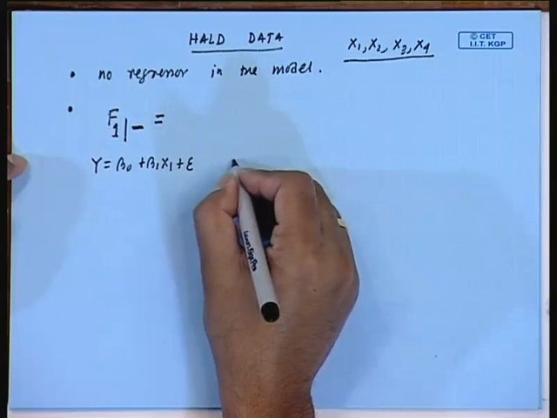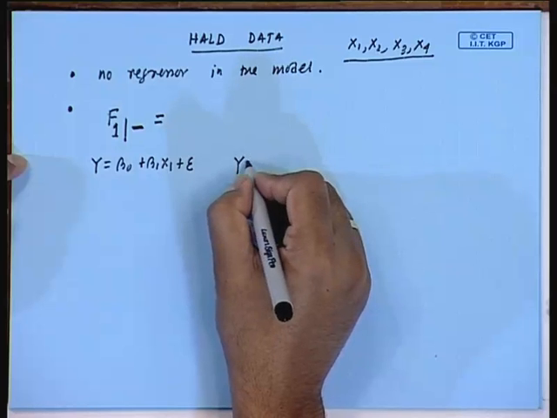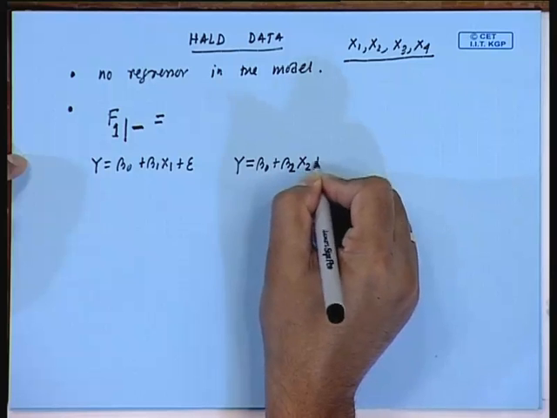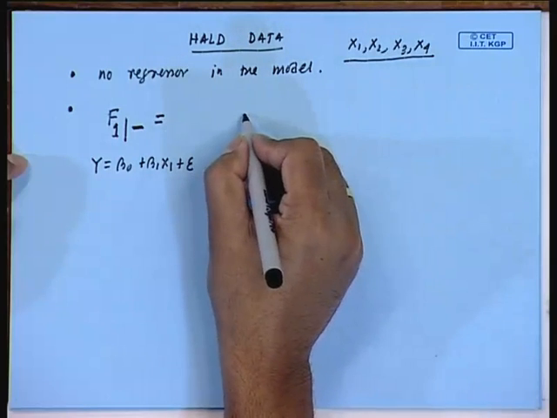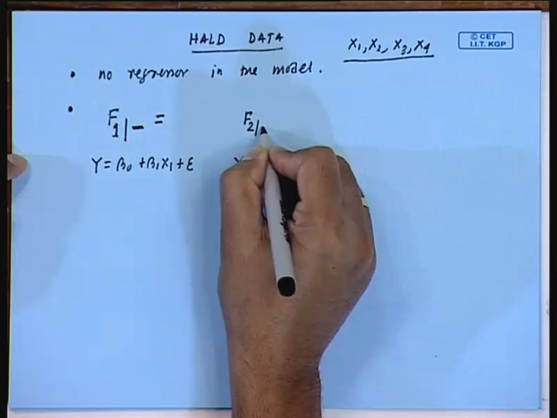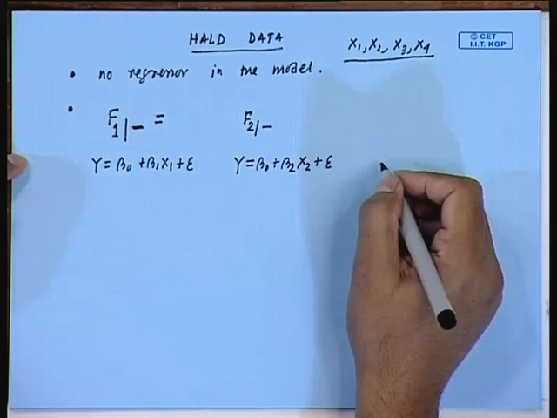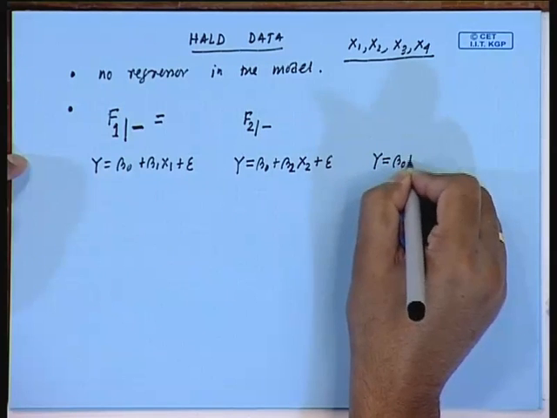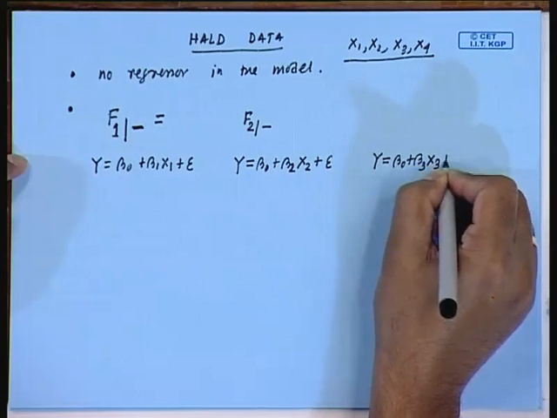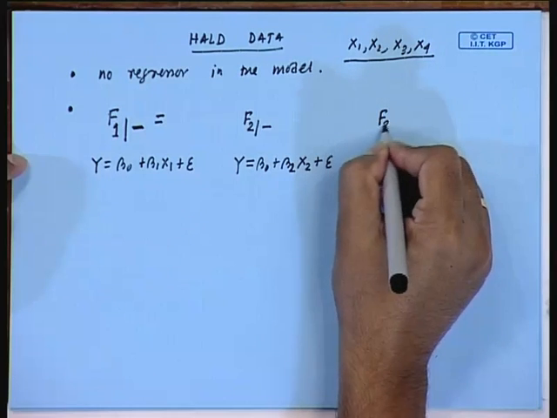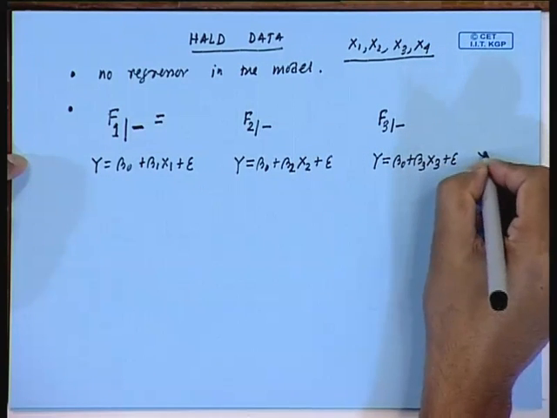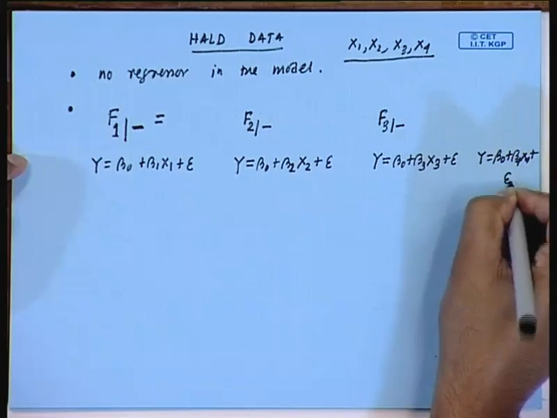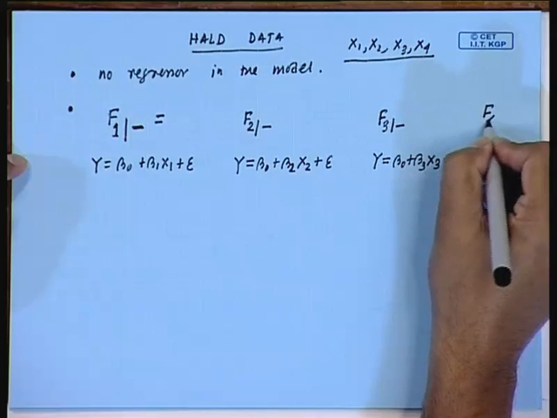Similarly, we consider the second simple linear regression model, Y equal to beta naught plus beta 2 X2 plus epsilon. The associated F value is F2 in the presence of nothing. We will evaluate this model also, Y equal to beta naught plus beta 3 X3 plus epsilon, so F3 in the presence of nothing, and Y equal to beta naught plus beta 4 X4 plus epsilon. So, I will compute F4 in the presence of nothing.